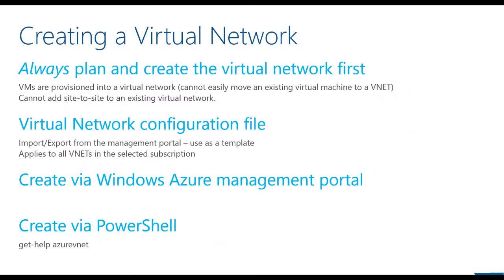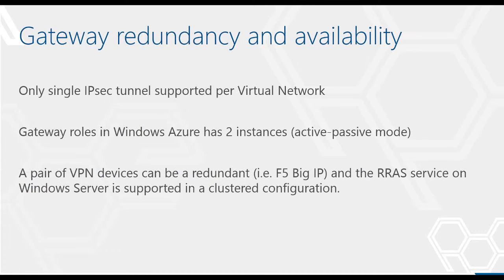So let's talk a little bit about creating the virtual network itself. First thing you should know is to plan and deploy the network before deploying servers. Virtual machines are provisioned into an existing virtual network. While it is possible to move an existing virtual machine to an existing virtual network, it's not a simple process. When planning for hybrid connectivity, you should also enable site-to-site networking at the virtual network provisioning time. While you can update some of the configuration after it is deployed, it is a requirement to enable site-to-site at the initial provisioning time. Currently, only a single IPsec tunnel is supported per virtual network.